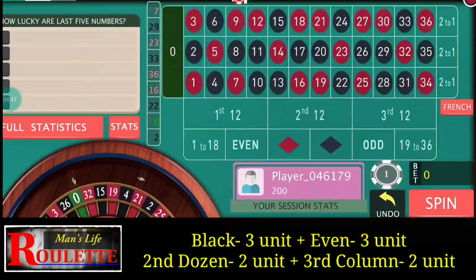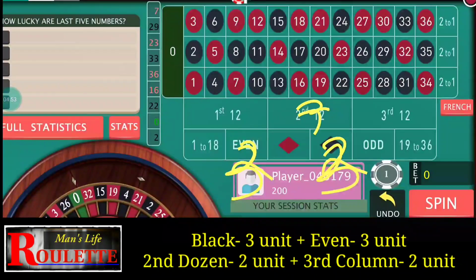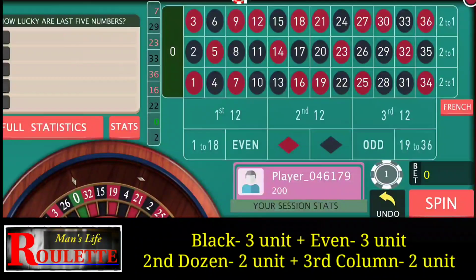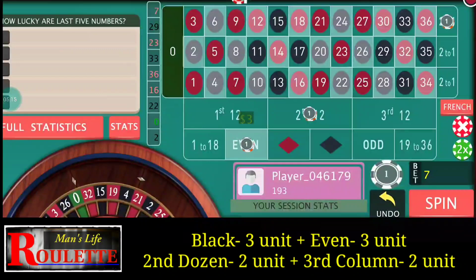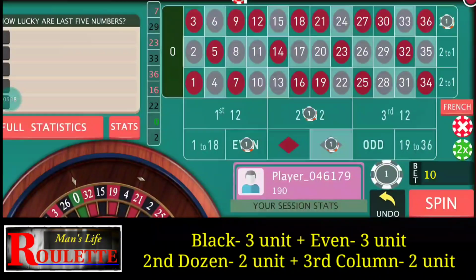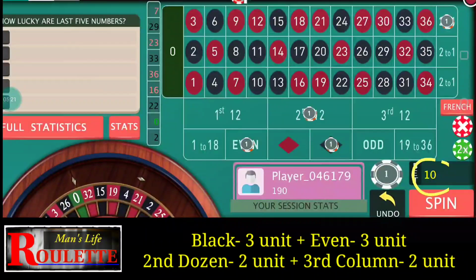So we put our bets in the way that 3 units over even, 3 units over black, and 2 units over dozen and column. So this is the strategy you can put your bets. And what about bet management? If you put your bets in this way, 2 units over dozen, 2 units over column, 3 units at even, and 3 units at black, then the total bet size you can see is $10.